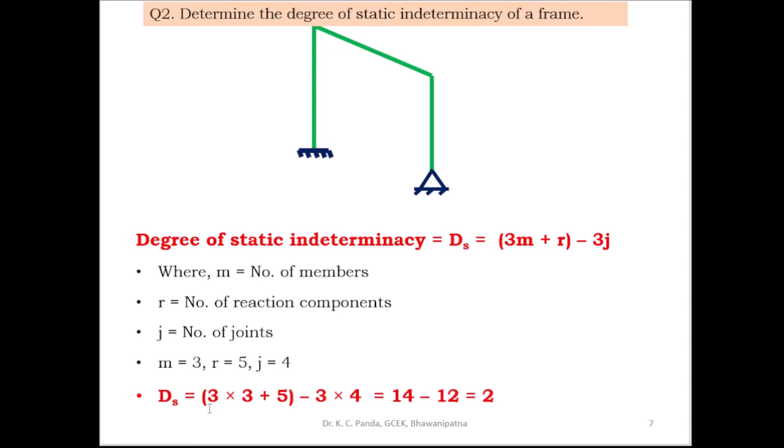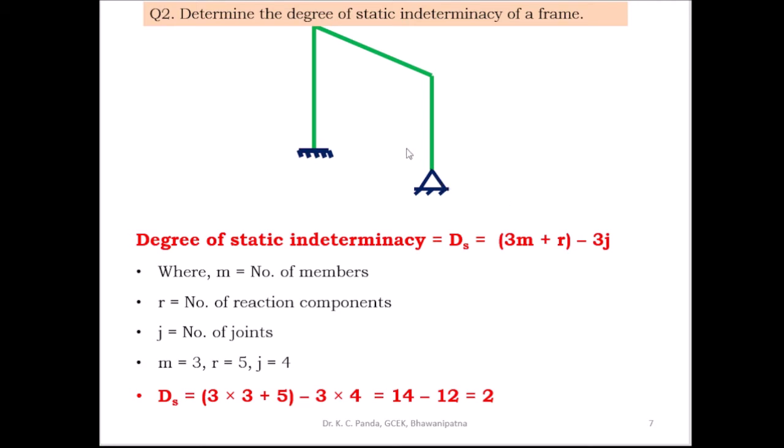Then ds is equal to 3 into 3 plus 5 minus 3 into 4. So this is equal to 14 minus 12, which is equal to 2. So the degree of static indeterminacy of this frame is equal to 2. And you can also determine it using the other approach, ds is equal to dsc plus dsi.